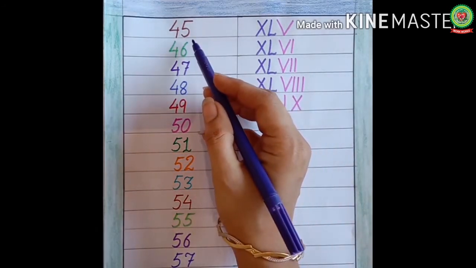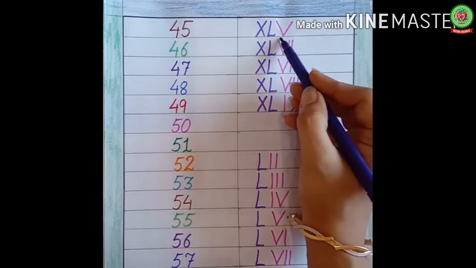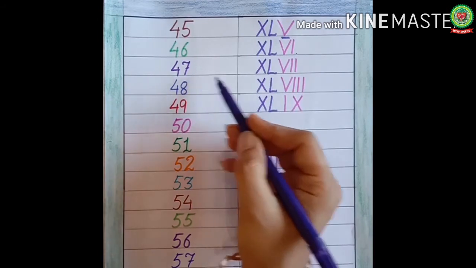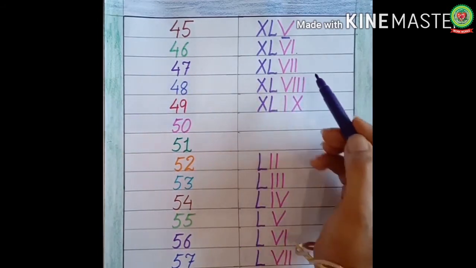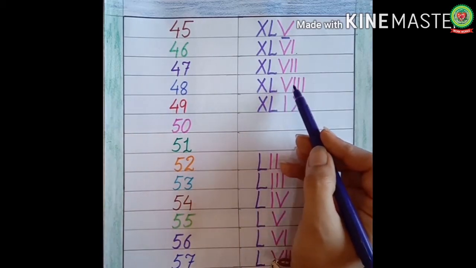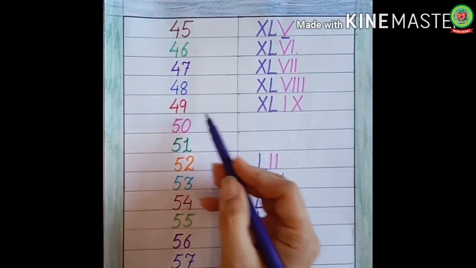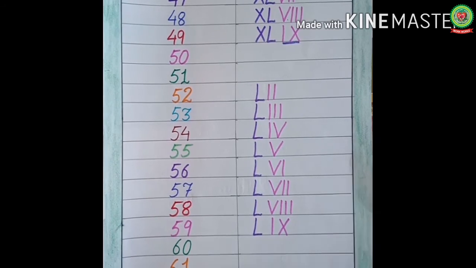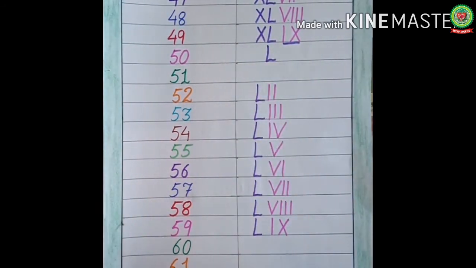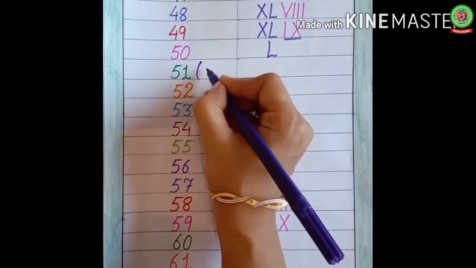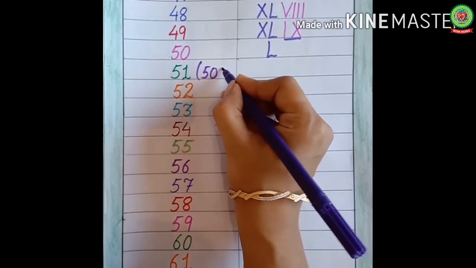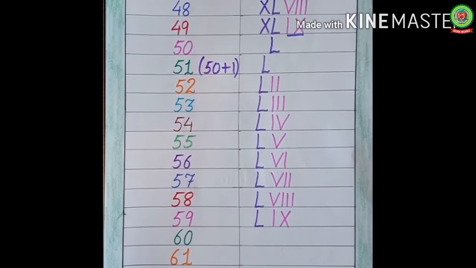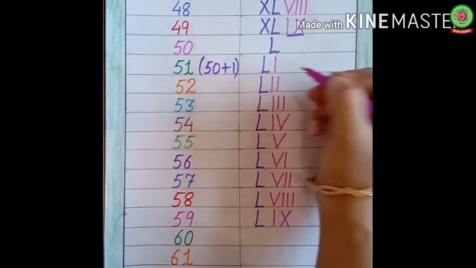Next number is 45. XLV. 46 XLVI. 47 XLVII. 48 XLVIII. 49 XLIX. 50 has a symbol L. So 51 we can write as 50 plus 1. 50 has a symbol L and 1 has a symbol I.